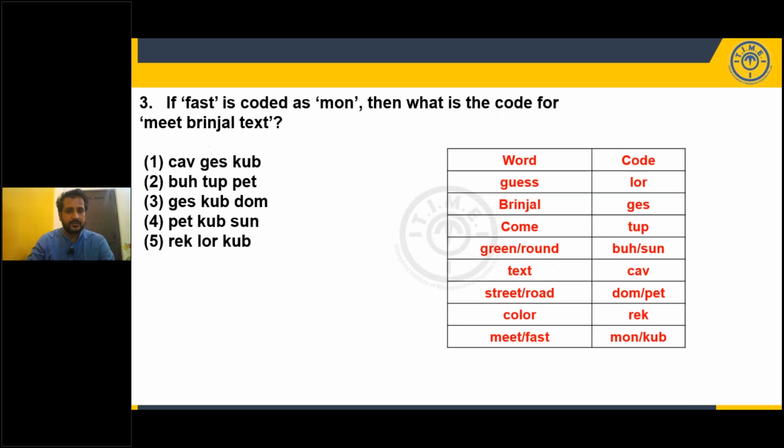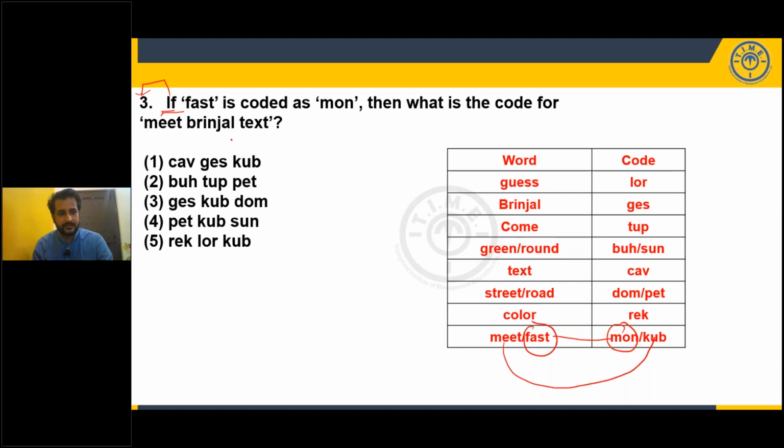Okay. Question number 3. Here, if fast is coded as MON, here we are given that fast is coded as MON. Whenever an if condition is given, it is applicable to that question only. You cannot add this information to any previous questions or next coming questions. It is only related to that given question. If fast is coded as MON, obviously meet will be what? KUB.